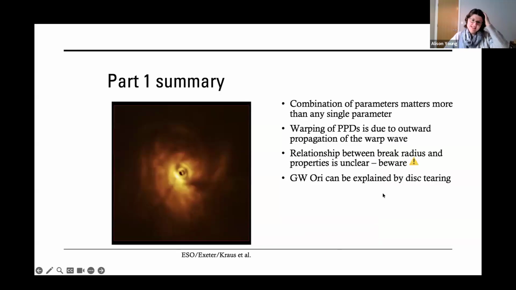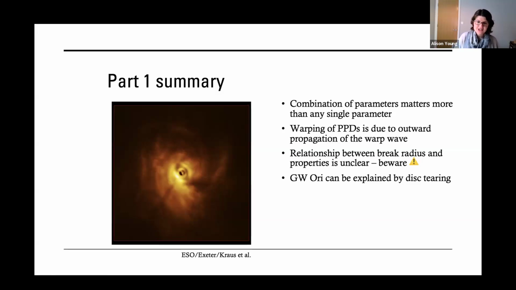So the part one summary, the takeaway points that I'd like to remember, is that it's a combination of parameters that matters more than any single parameter when it comes to disk tearing. So observers would really like us to say to them, yes, any misalignment bigger than 30 degrees will tear. Unfortunately, we can't say that. We need to think about the temperature profile, the orbits of the stars, the eccentricity is important as well. The warping of the protoplanetary disk is mainly due to outward propagation of the warp wave rather than the torques applied at that point in time.